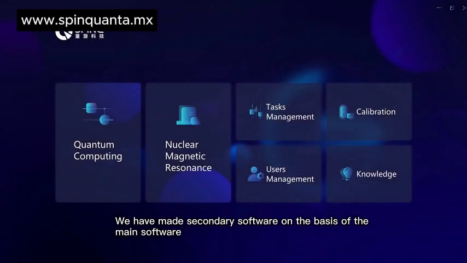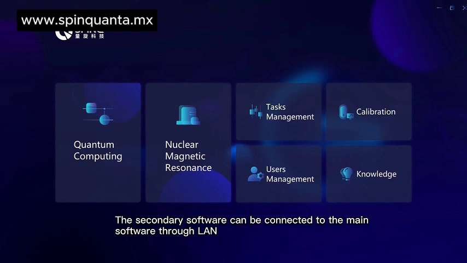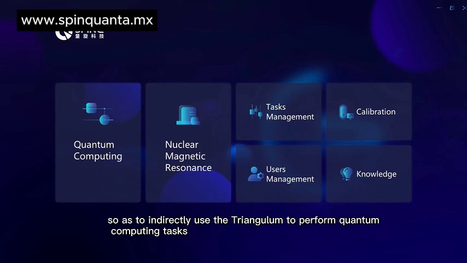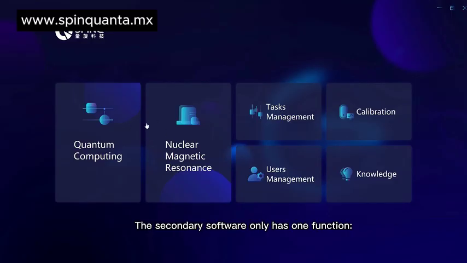We have made secondary software on the basis of the main software. The secondary software can be connected to the main software through LAN, so as to indirectly use the Triangulum to perform quantum computing tasks. The secondary software only has one function, quantum computing.